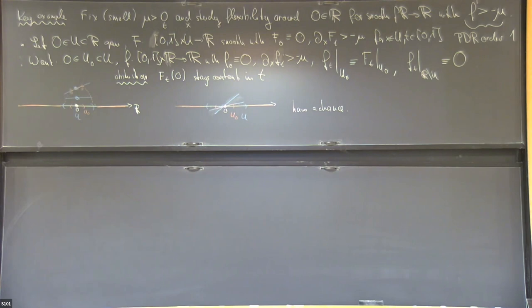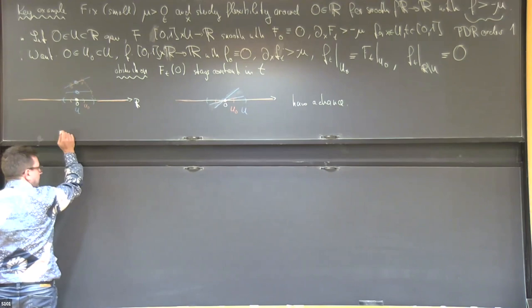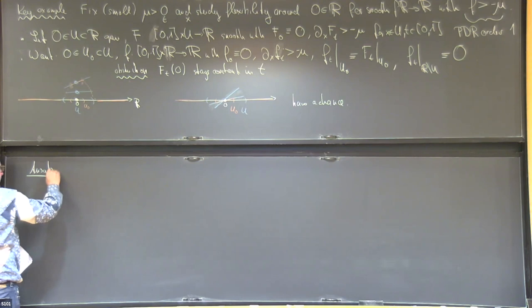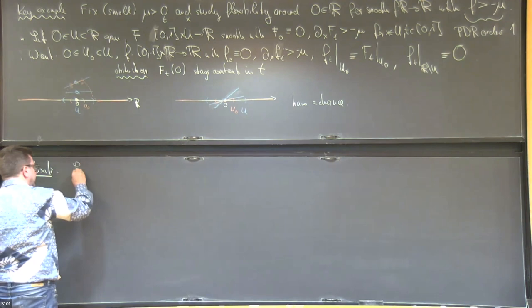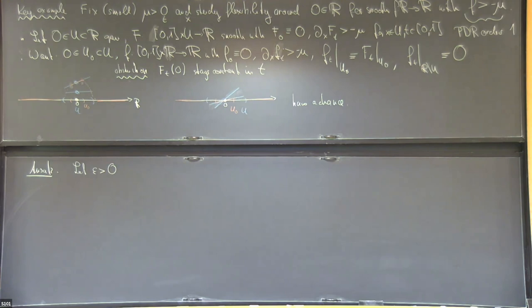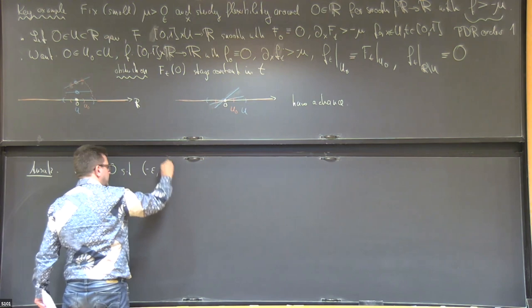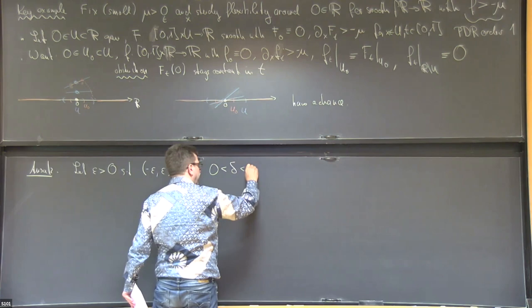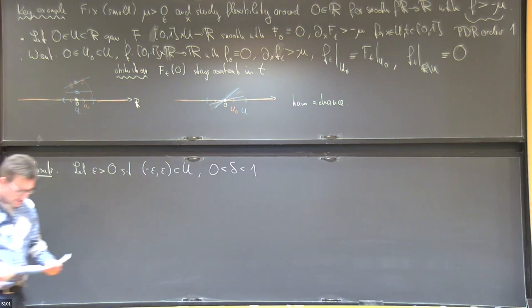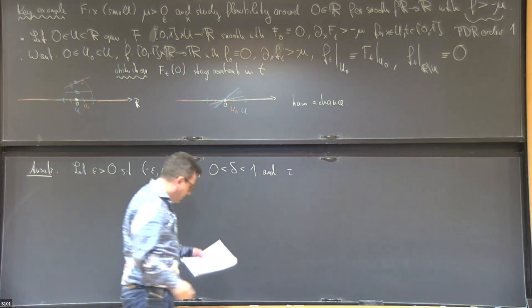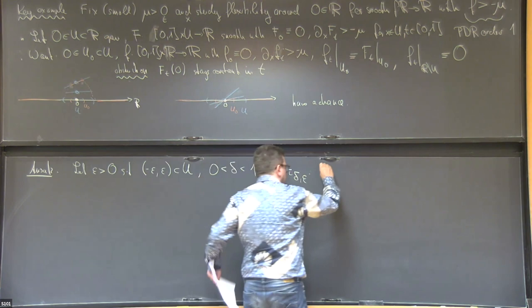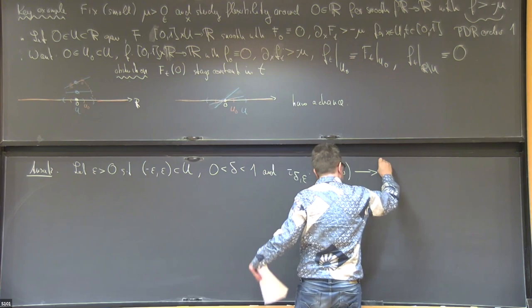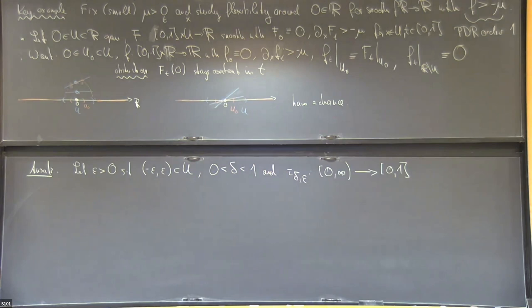And of course we can do the following. We use a cutoff function. To fix notation, I choose an epsilon such that the small interval minus epsilon to epsilon is contained in U. I take some secondary parameter. You will see in a second why this is important. And I want to take a cutoff function defined on the non-negative reals. This is a smooth cutoff function.